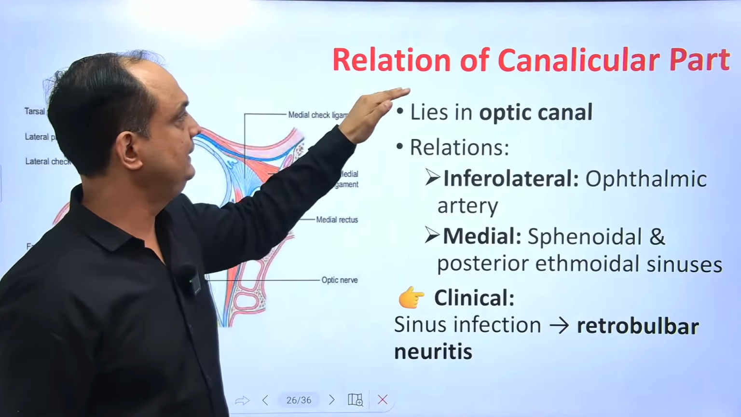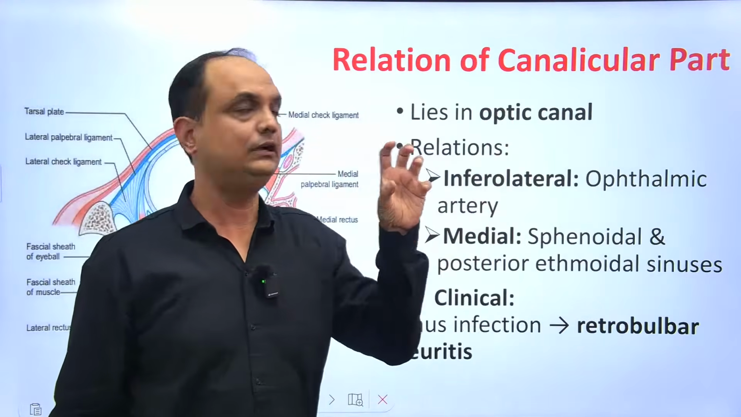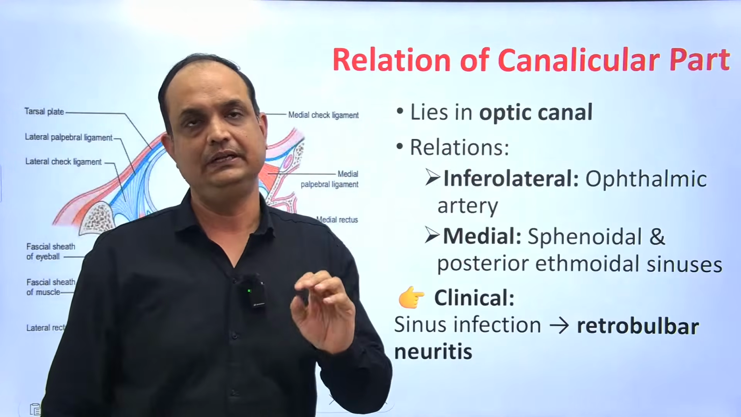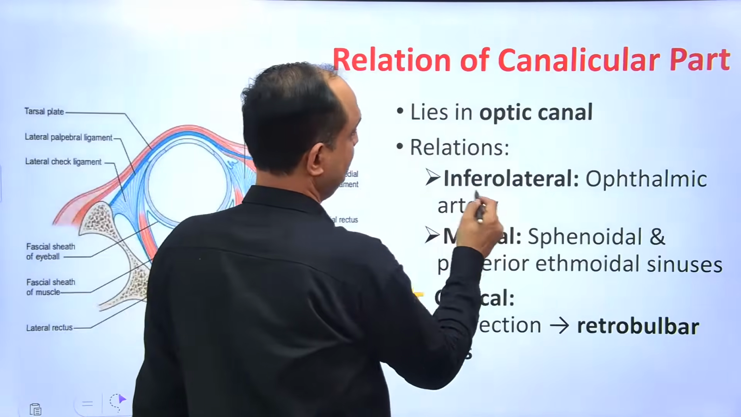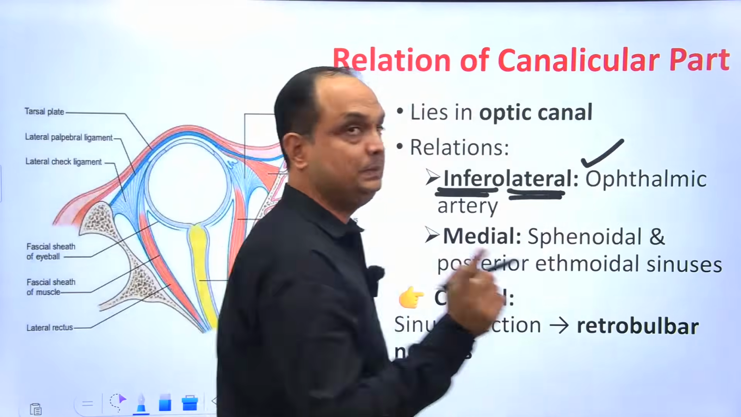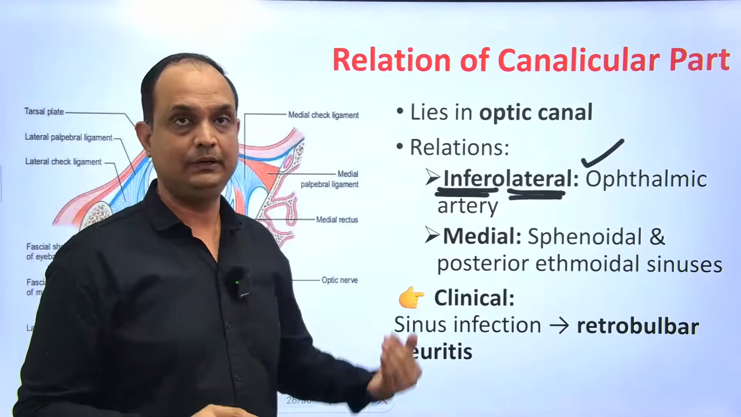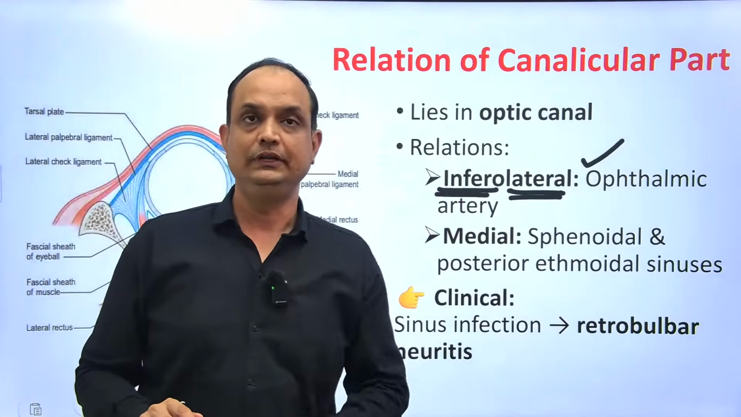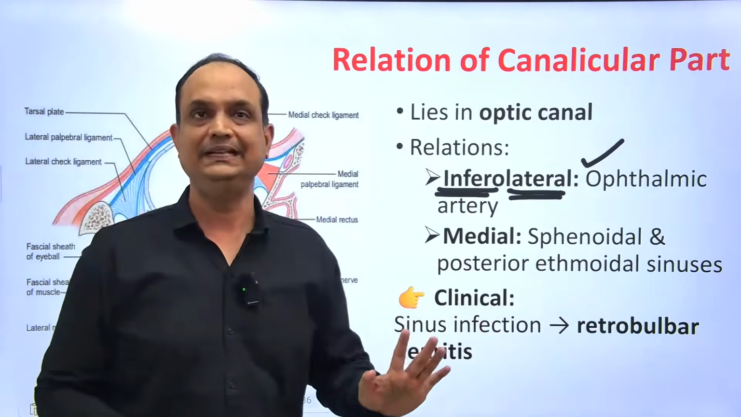Now we'll see the relation in the canal. There are two structures present in the optic canal. One is the optic nerve itself and another is the ophthalmic artery. So the ophthalmic artery is present on the inferior side and lateral side, because I just explained the relation and the reason why it is inferior. Clear? Because the internal carotid is going from below, so it is inferior. Clear? Now what will be present on the medial side?